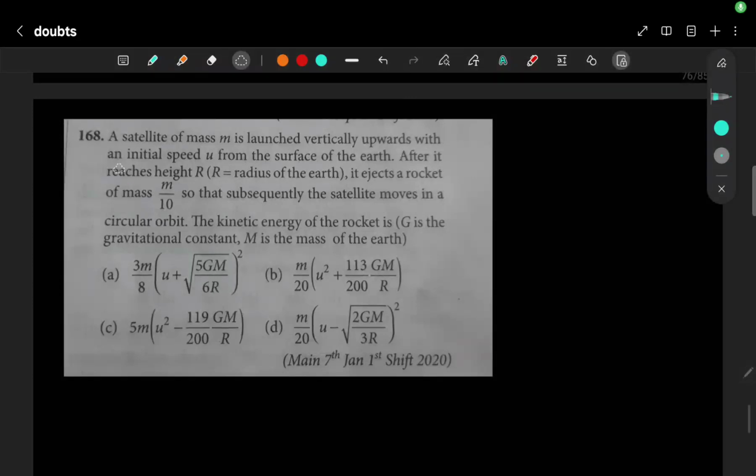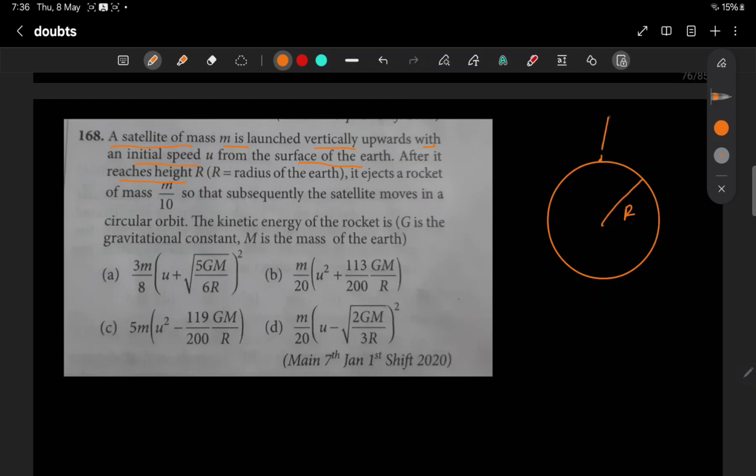So in this question, there is a satellite. Its mass is m, and it is launched vertically upwards with an initial speed of u from the surface of the earth. After reaching a height r, we have an earth, so let the radius be r. From here they launch it. It is going to some height and then it is ejecting a rocket of mass m by 10.